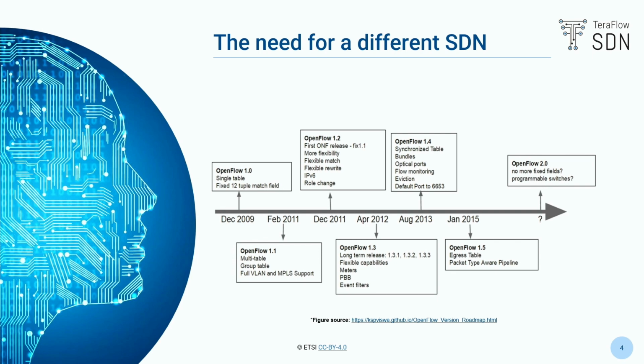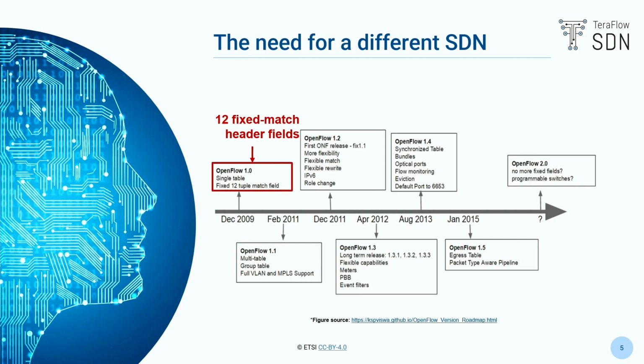In the first version of OpenFlow, we started with 1.0, a version which was supporting single table pipelines. So it was not actually a pipeline, it was just a single table. And there was only support for 12 fixed match header fields. This means that the switch had a way, and it was burned in the hardware actually, to match very specific header fields in those tables.